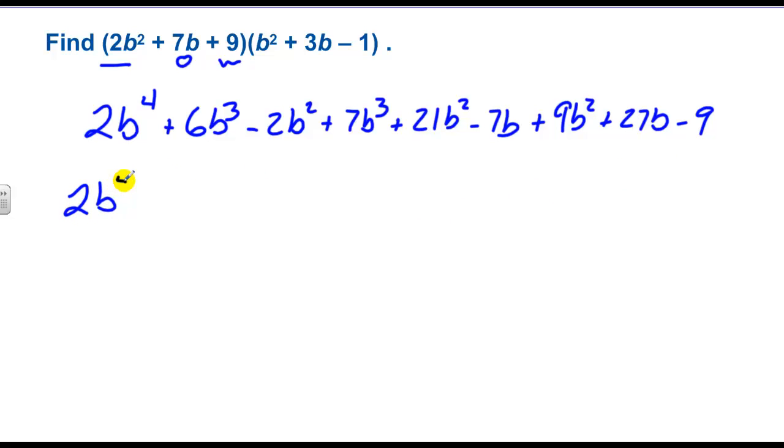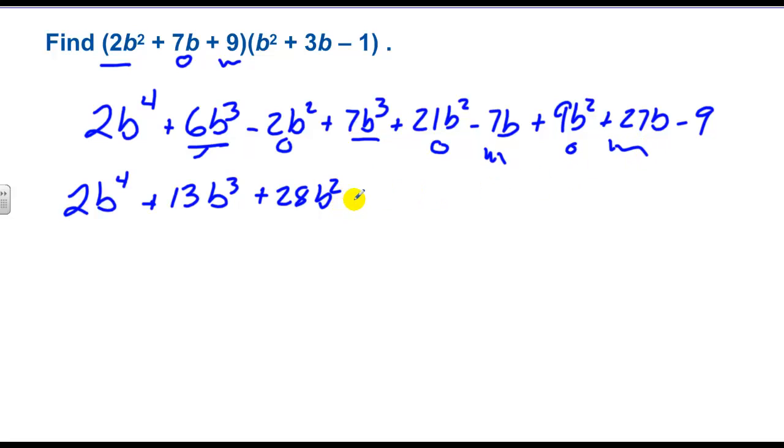2b to the 4th. There's a cube and another cube, which gets me 13b cubed. Squared, squared, and squared: negative 2 plus 21 plus 9. It's looking like 28b squared. The b terms give me a 20b and then minus your constant.